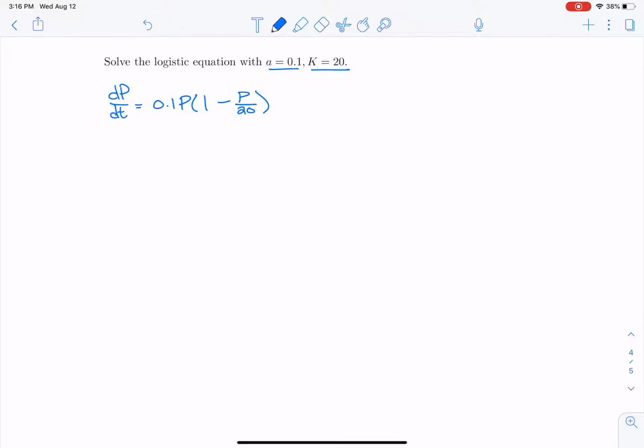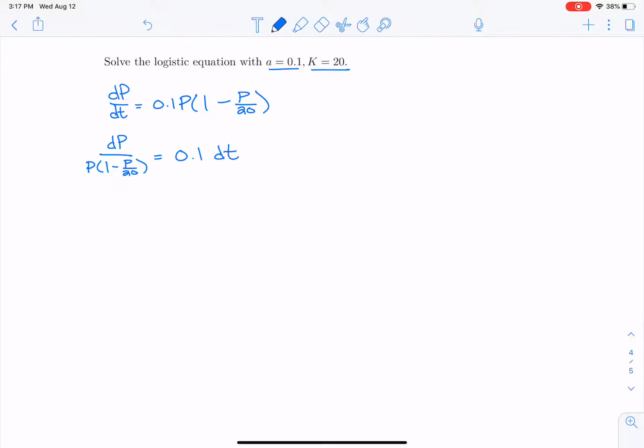And you can see that this is actually a separable differential equation because everything on the right-hand side only depends on p. So I can have all the p's on one side, dp over p times 1 minus p over 20 is equal to 0.1 dt. So now I just have to anti-differentiate both sides.